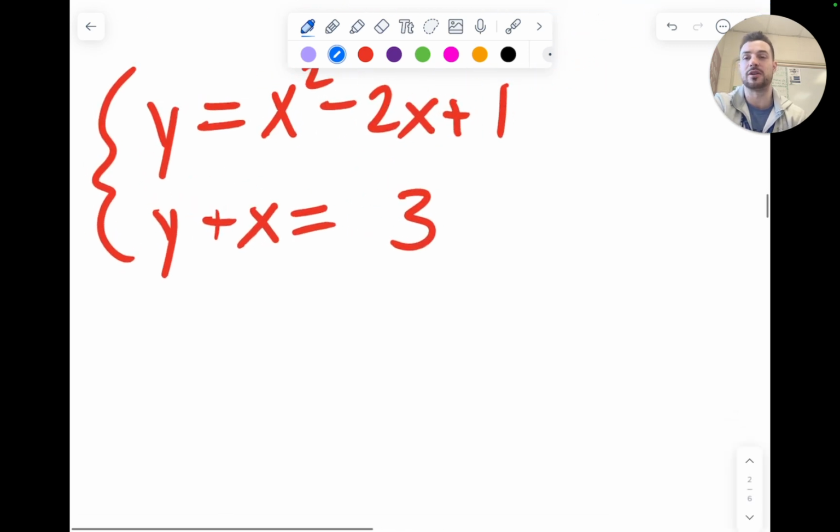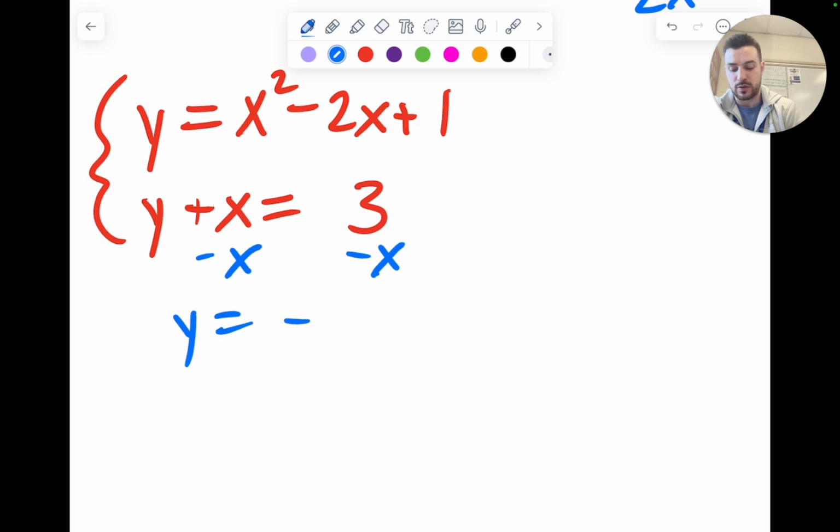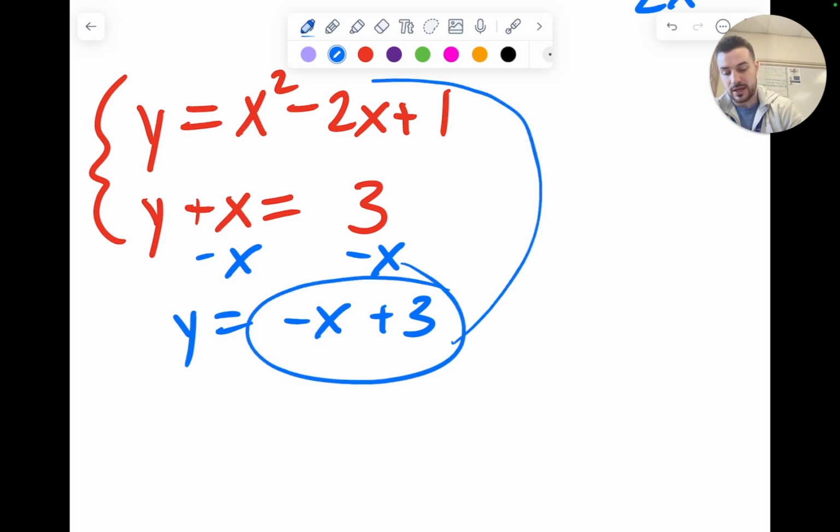Here is our second. So this one's a little bit different. I've got y equals x squared minus 2x plus 1, and then y plus x equals 3 as our system. What I'm going to do is move my x value over in my bottom equation. So I have a variable isolated, and now I can take this and substitute it into the other equation.